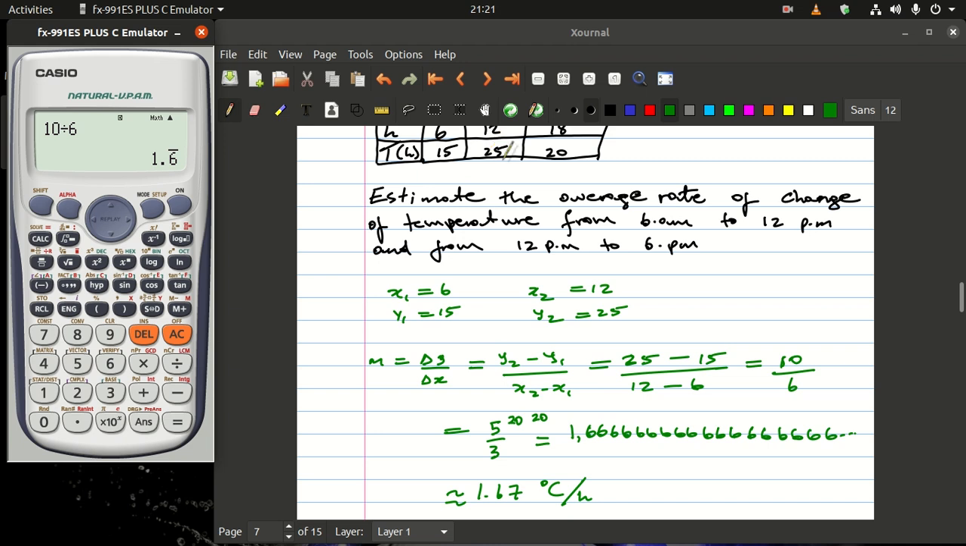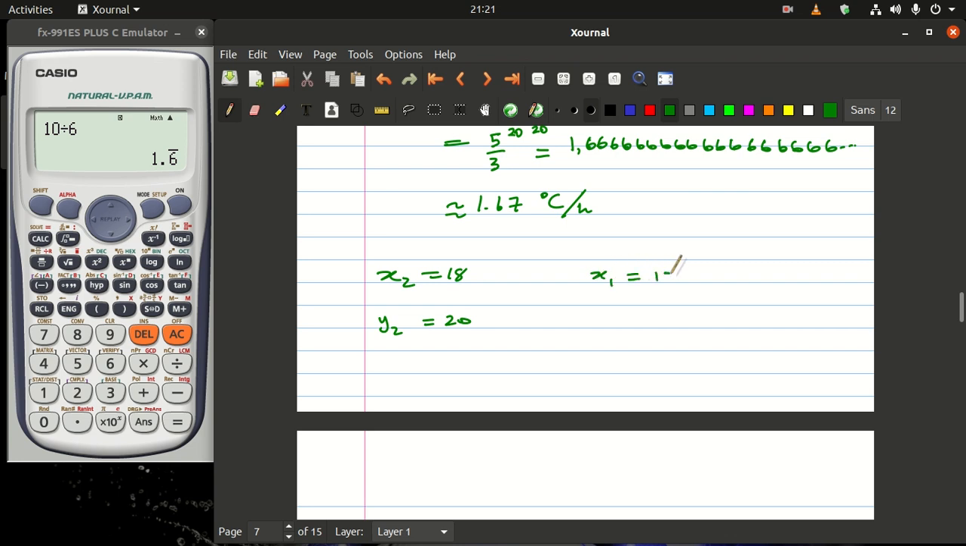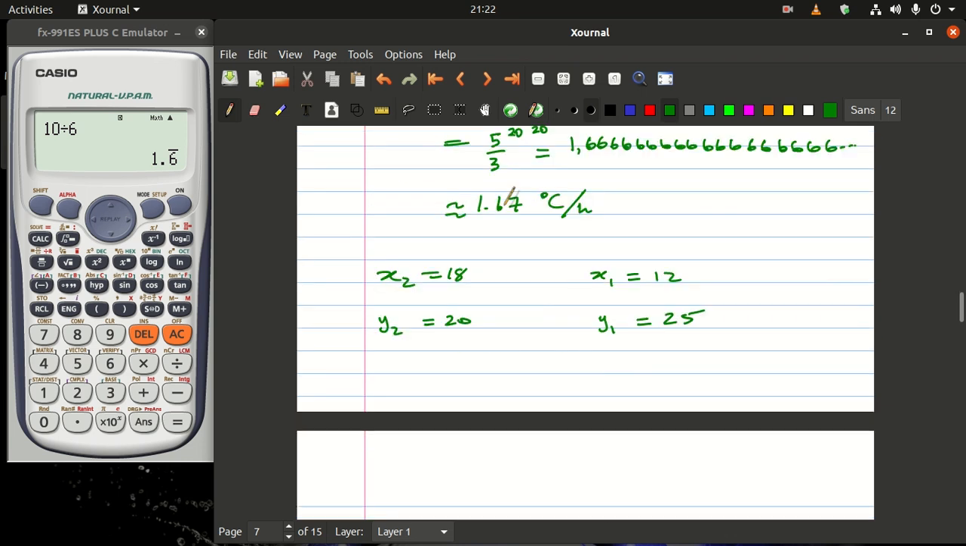And then now when you're actually moving from 12 to 6 p.m., we're going to have 18. So in this case now, our x2 is going to be 18 hours, and our y2 is going to be 20 degrees Celsius, and then our x1 is going to be 12 hours, and our y1 is actually going to be 25. So that's what is actually happening in this particular table, because now from 12 we use this point and that point. 6 p.m. is the same as 18 hours. So this is going to be y2, this is going to be x2, this one is going to be x1, and this is going to be y1.